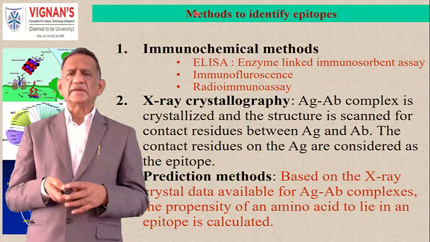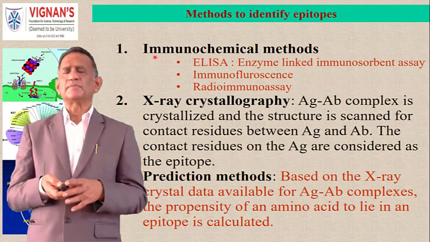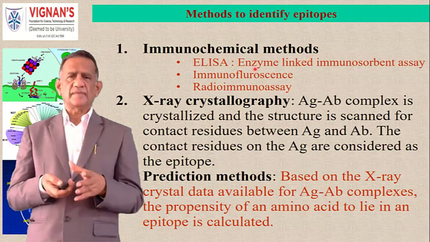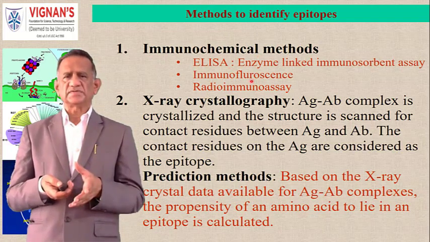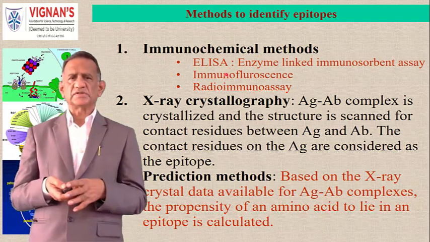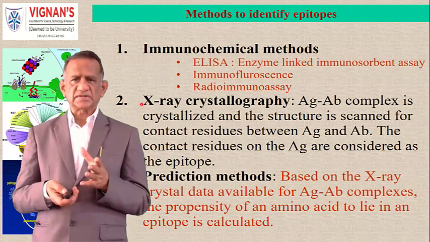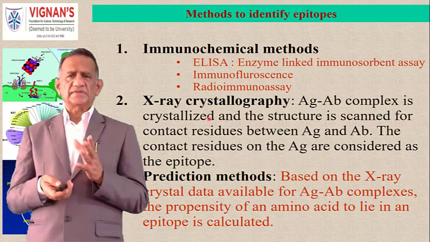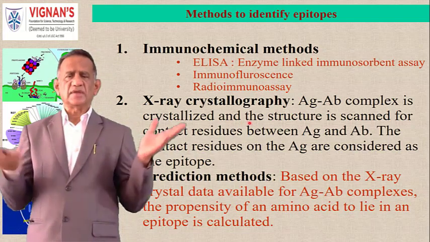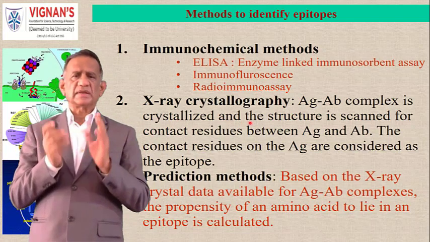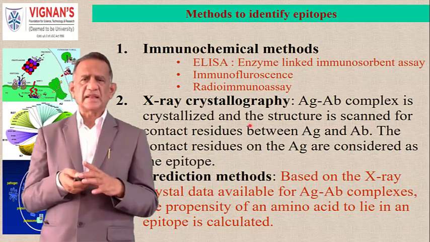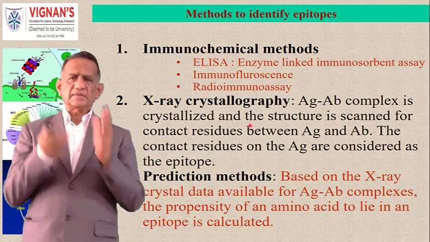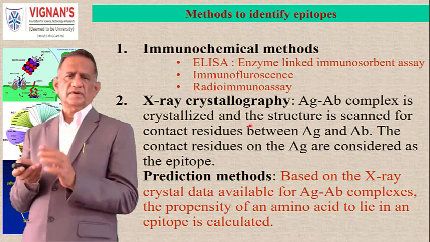So now, methods to identify epitopes. Usually we adopt immunochemical methods like ELISA, immunofluorescence, radioimmunoassay. Basically ELISA and immunofluorescence we do. And X-ray crystallography structures, it is a little bit costly affair. The antigen antibody complex has to be done. It is not available in all laboratories. We can send the sample for this analysis, and we will ultimately be getting the PDB structure.